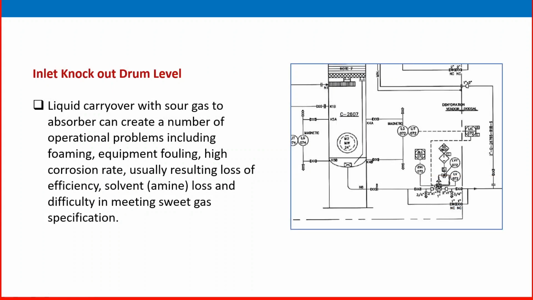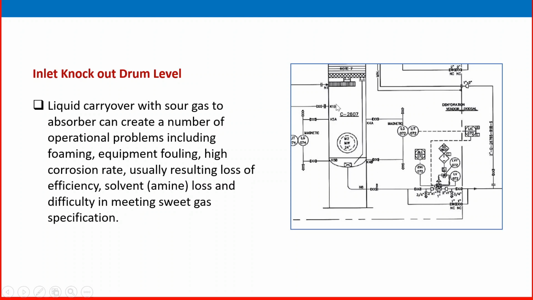Another important parameter is the inlet knockout drum. We have discussed that in this picture. The inlet knockout drum is an integral part, or it can work as a separate vessel. Liquid carryover with sour gas to the absorber can create a number of operational problems, including foaming, equipment fouling, high corrosion rate, usually resulting in loss of efficiency, solvent amine loss, and difficulty in meeting sweet gas specification.